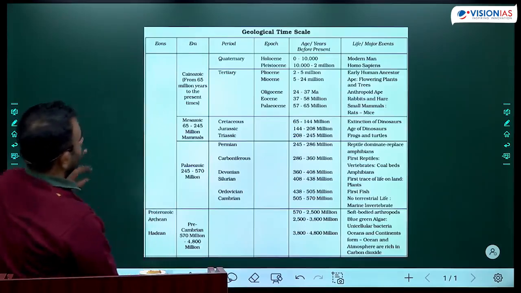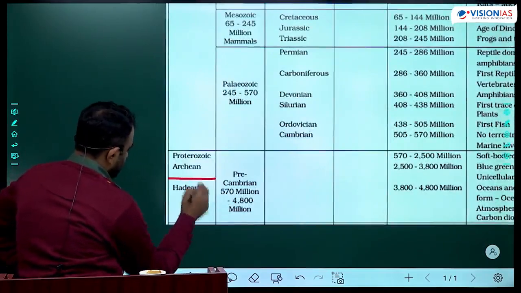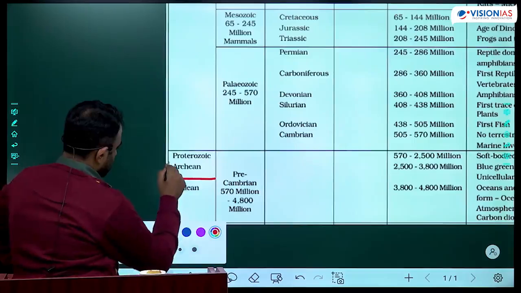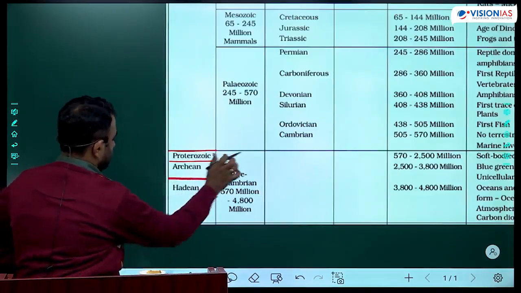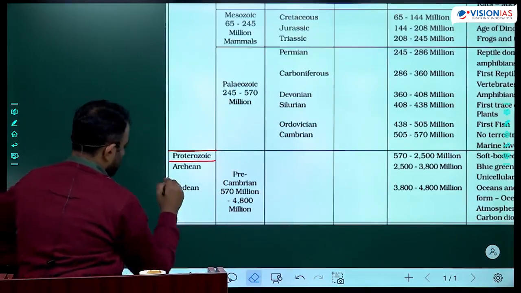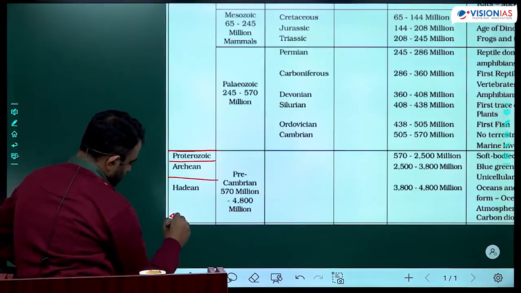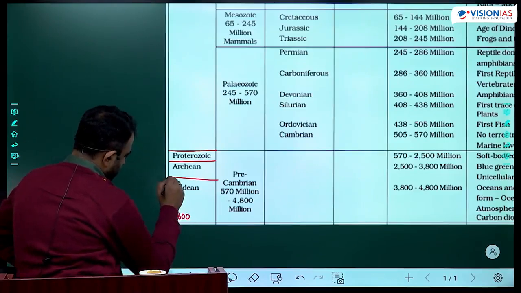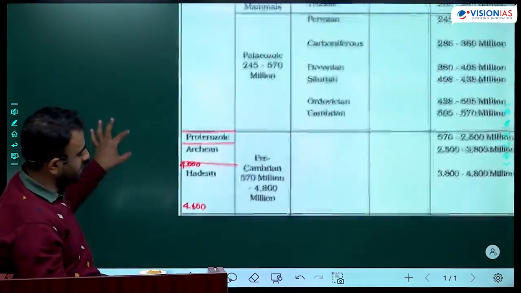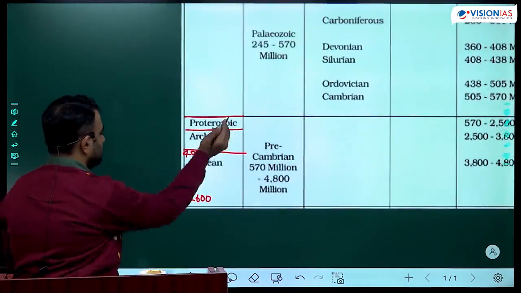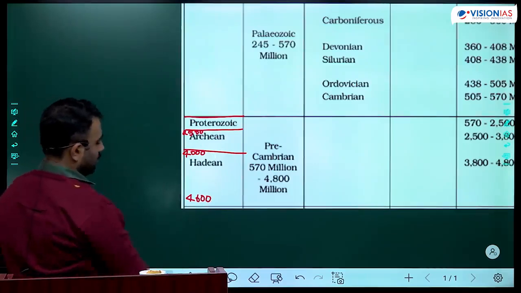See here. We have 4 eons: Hadean, Archean, Proterozoic, Phanerozoic. Hadean starts at 4600 to 4000. This is what is Hadean. 4000 to 2500 is Archean.